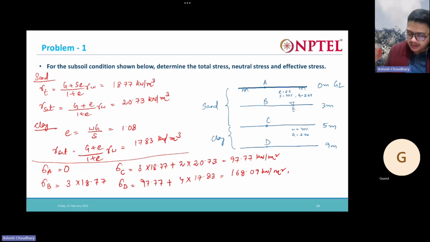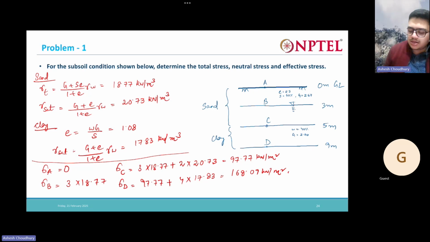Okay, fine. So total stress at A is 0, effective pore pressure is 0, total stress at B is 3 times the unit weight of the sand. Then pore pressure is again 0, total stress at C is the previous value plus 2 times the saturated unit weight of the sand. Like this we find out the total stress, pore pressures, and then subtract it.